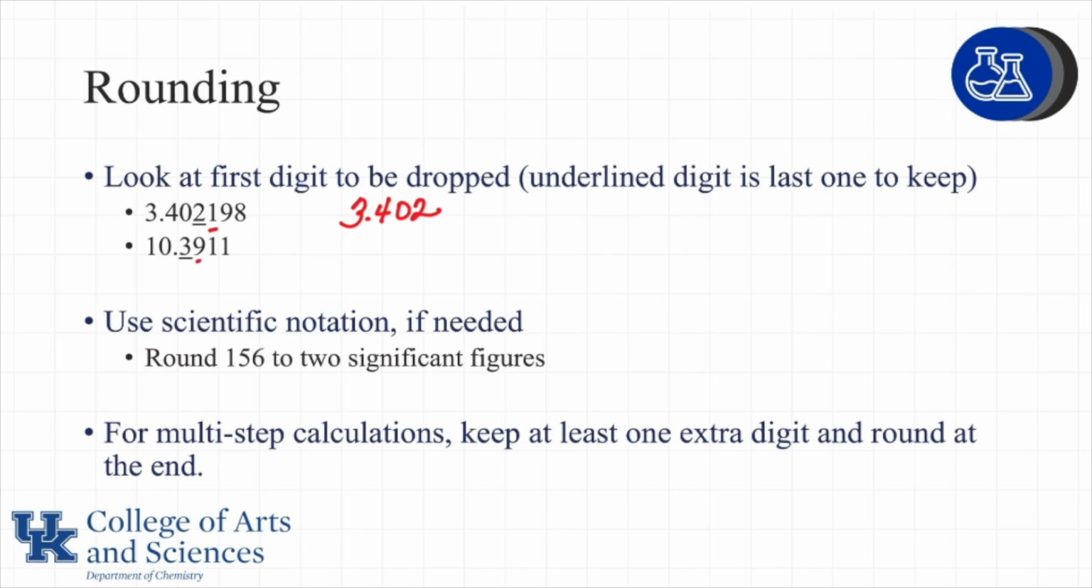In the next example, we're rounding to the tenths place where the 3 is. And so the 9 is the first digit to be dropped. And because it's 5 or greater, we're going to round up. So we end up with 10.4.